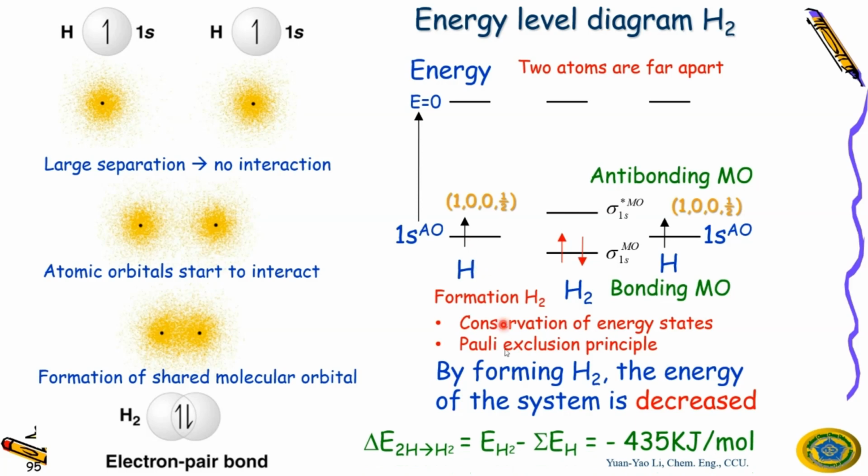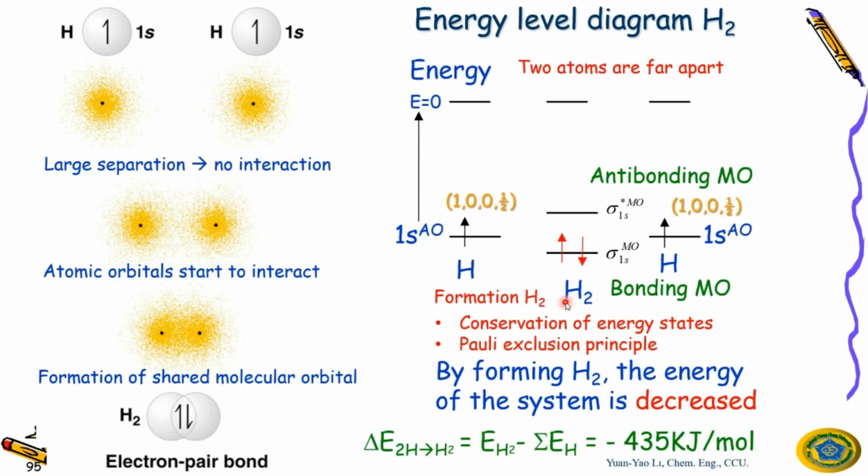When you do the simple calculation, you will get minus 435 kilojoules per mole. That means this molecule releases energy and makes the system more stable.